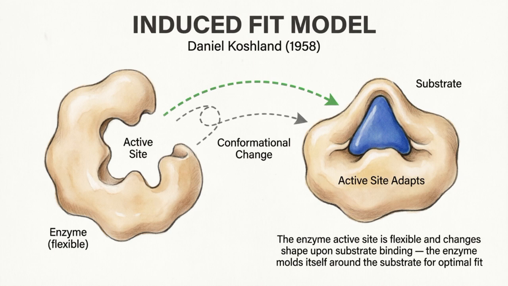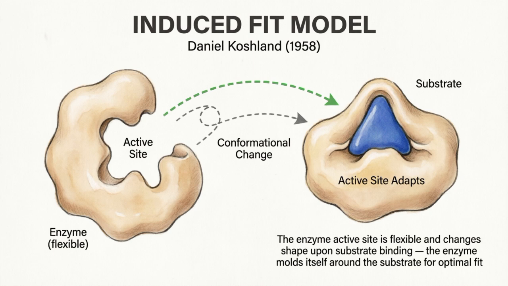On the left side of your screen, you see a beige-colored enzyme with a flexible active site. Notice how the active site appears incomplete and does not perfectly match the substrate. The enzyme is shown in a warm, beige tone representing its dynamic and adaptable nature.